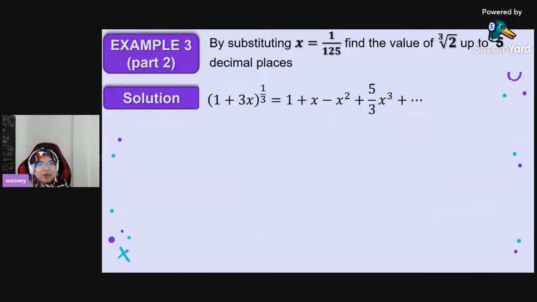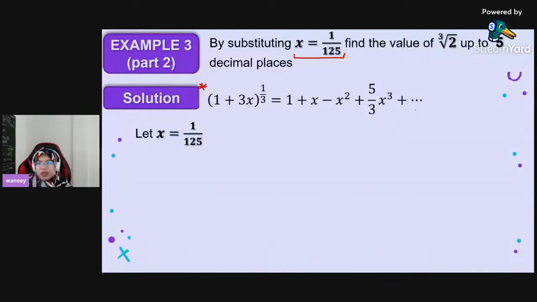They say by substituting 1 over 125, find the value for cube root of 2 up to 5 decimal places. So this is our expansion earlier. What we need to do is substitute x equal to 1 over 125. When you are using substitution, you should substitute both on the left and right hand side. So that is why it is very crucial for us to write down this final line.